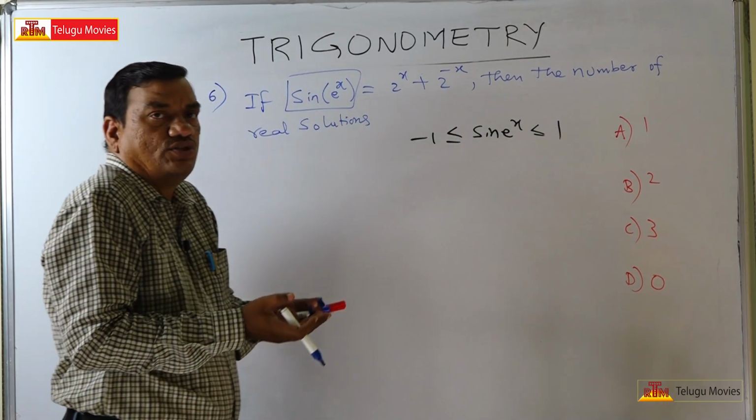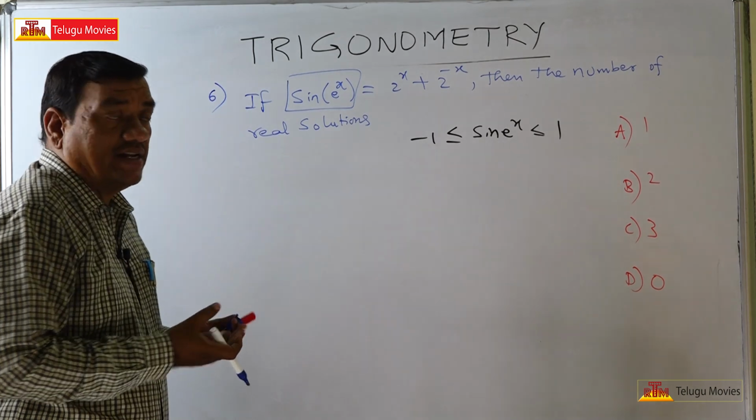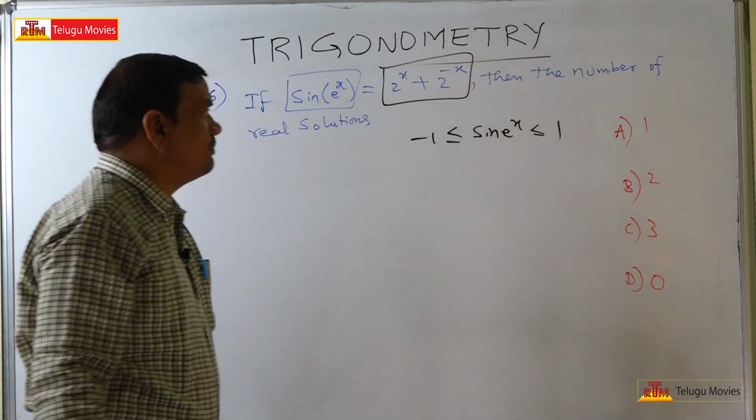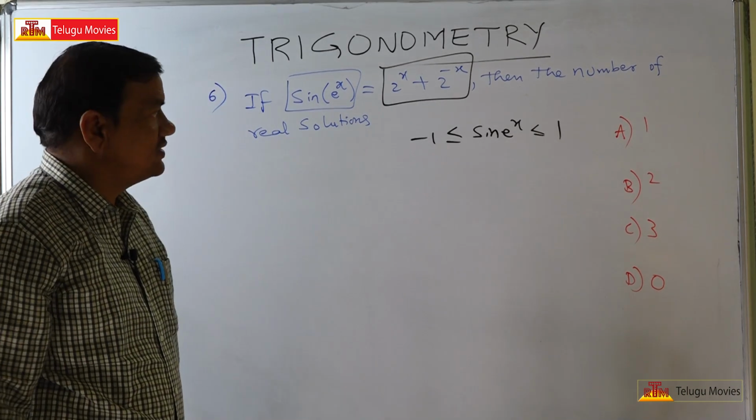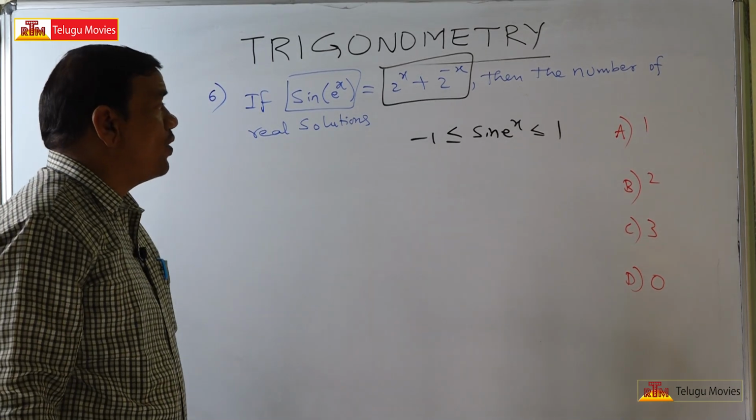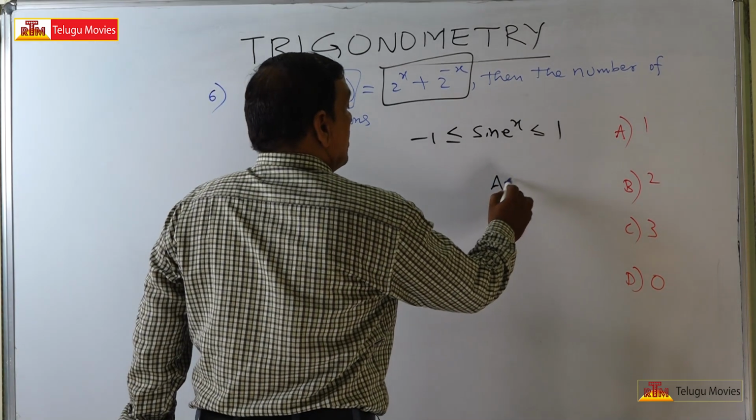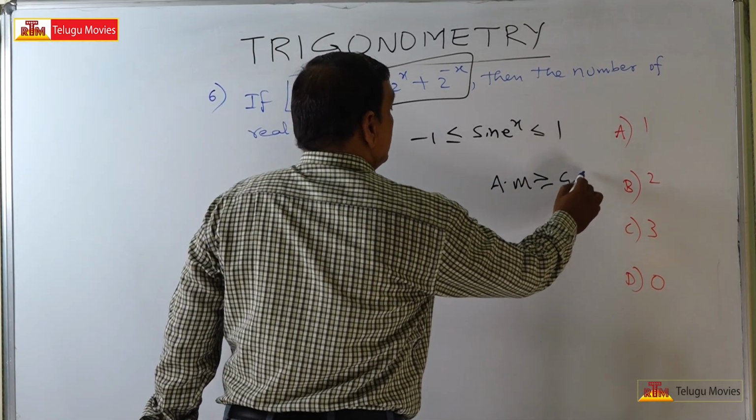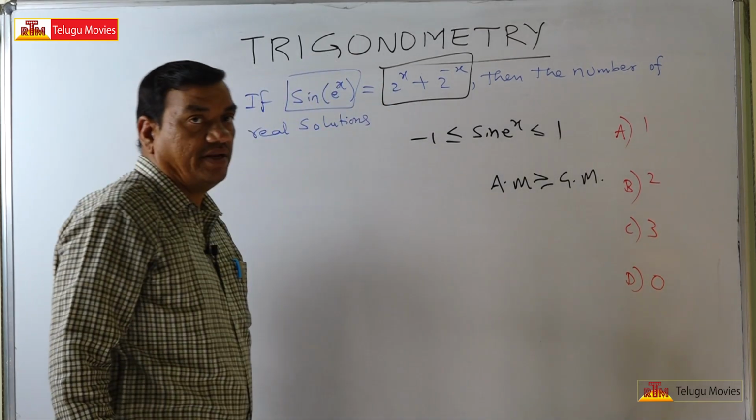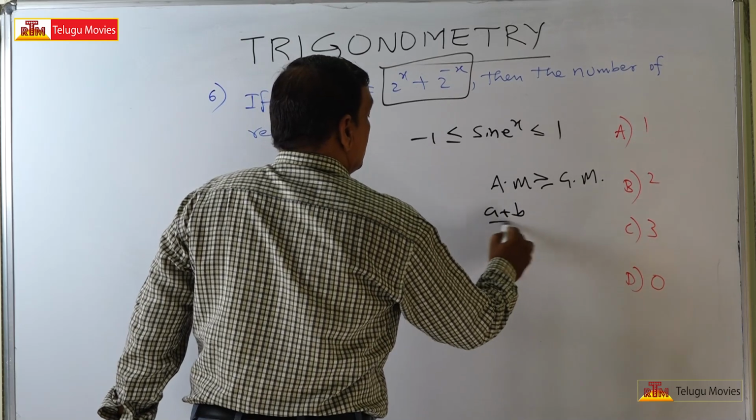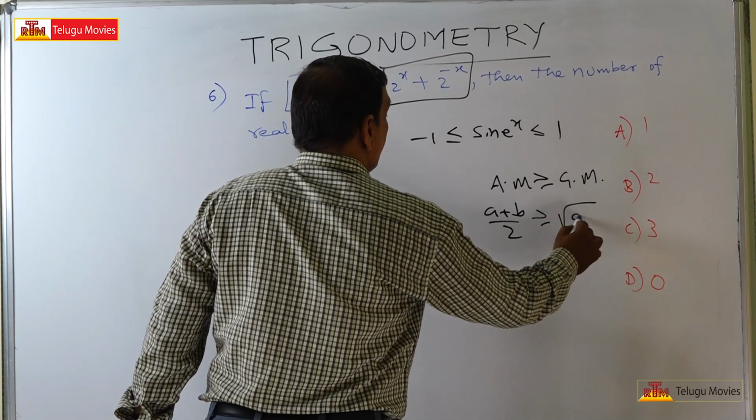Its maximum value is 1 and the minimum value is minus 1. What will be the range of 2 power x plus 2 power minus x? To find the range of 2 power x plus 2 power minus x, we know one result: the arithmetic mean is always greater than or equal to the geometric mean. Arithmetic mean means a plus b upon 2 is greater than or equal to root of ab.